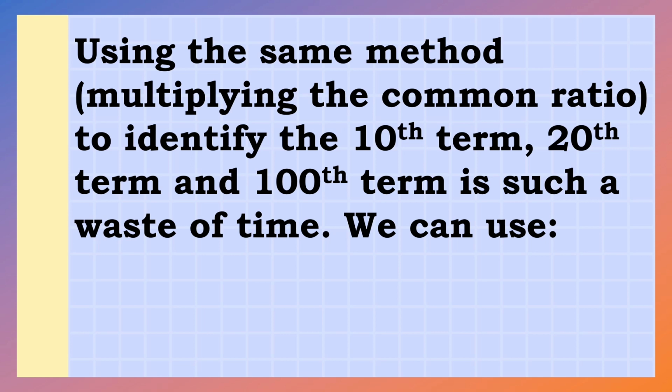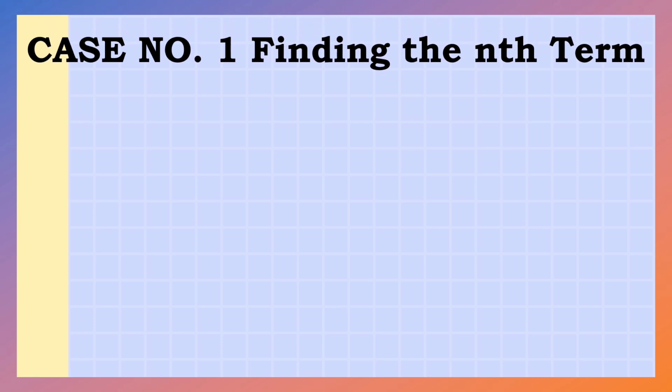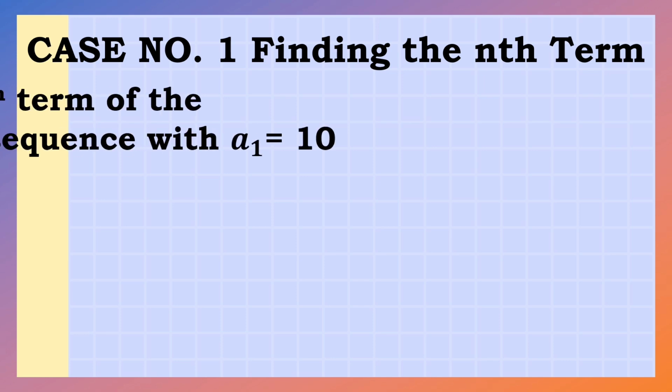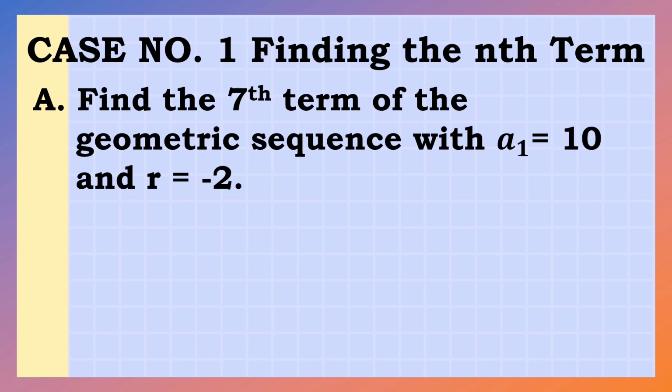Using the same method, multiplying the common ratio to identify the 10th term, 20th term, and 100th term is such a waste of time. We can use the general formula a sub n equals a sub 1 times r raised to n minus 1. The general formula will be used to find the nth term of the given geometric sequence and the other missing parts of it. Case number 1. Finding the nth term of the geometric sequence. Let's have the first example. Find the 7th term of the geometric sequence with a sub 1 equals 10 and r equals negative 2.